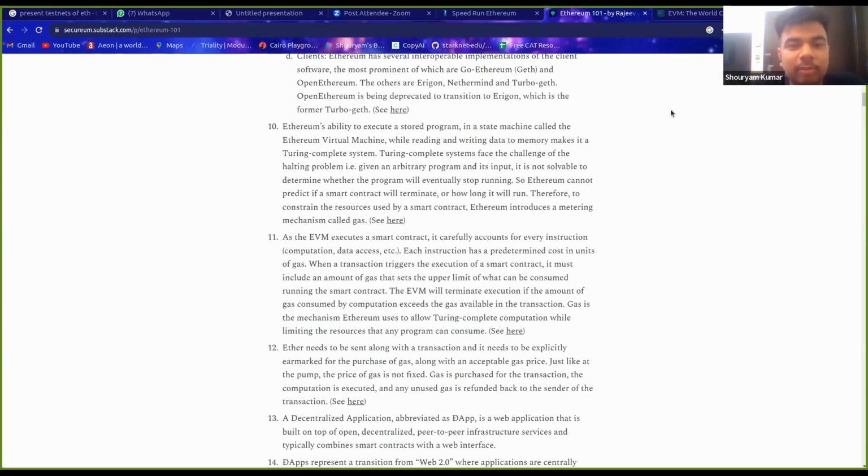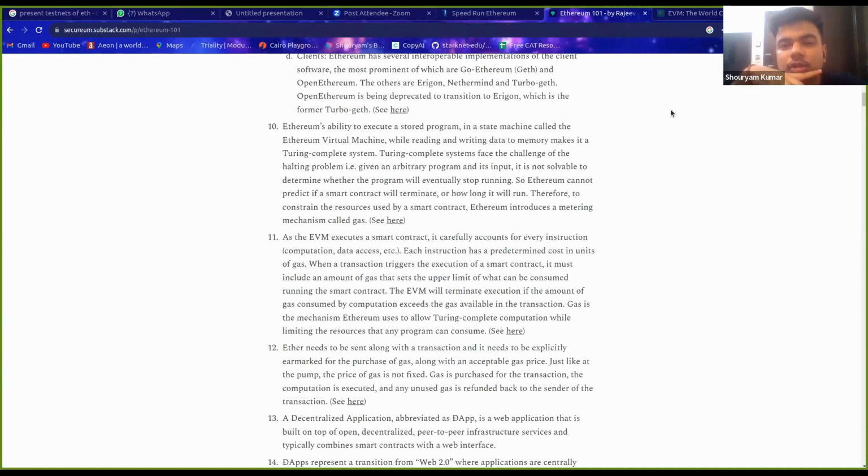Now, Turing complete systems face the challenge of the halting problem. That is, given an arbitrary program and its input, it is not solvable to determine whether the program will eventually stop running. So suppose you send a transaction to the blockchain which cannot be completed. For example, you have just 2 ethers in your wallet, and you send 5 to 6 ethers to your friend. How can this be completed?